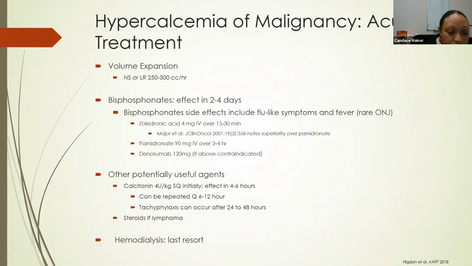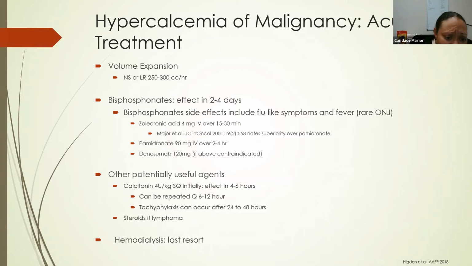In the more acute setting, if you have to bring the calcium down rather quickly, then calcitonin can be used, and its effect is evident in about 4 to 6 hours. This can be repeated on the order of 6 to 12 hours, but tachyphylaxis can occur after 24 to 48 hours. Typically, if you have to use that, you try to get a bisphosphonate on board as soon as possible. This will take longer to work, on the order of 2 to 4 days.